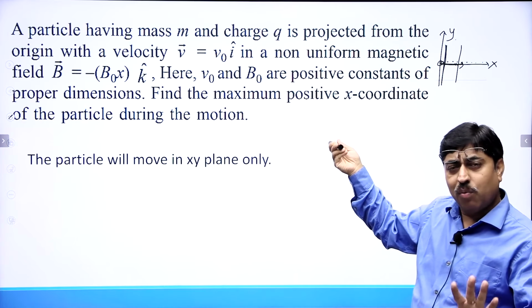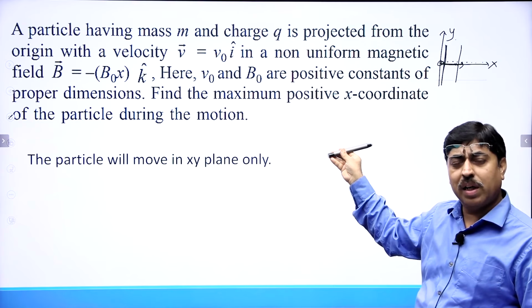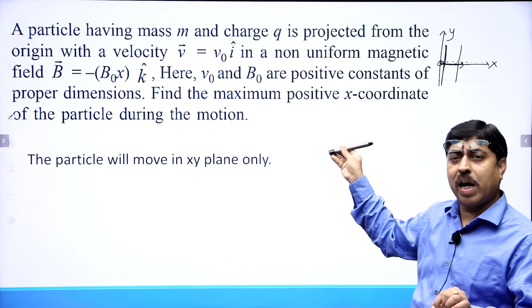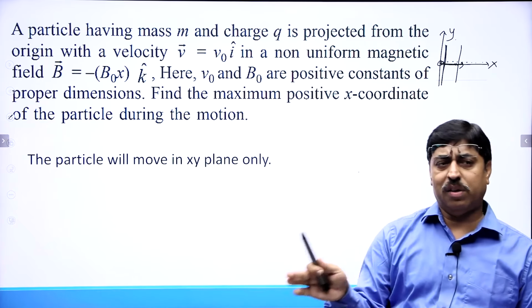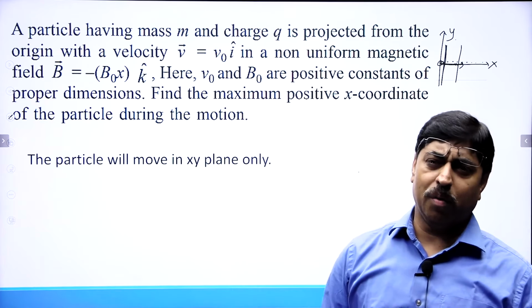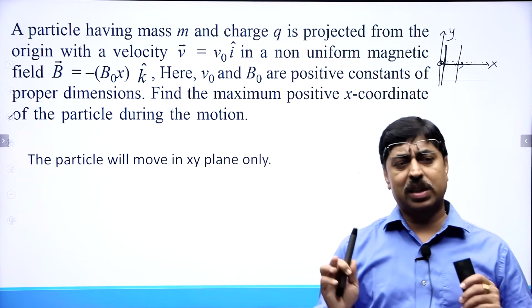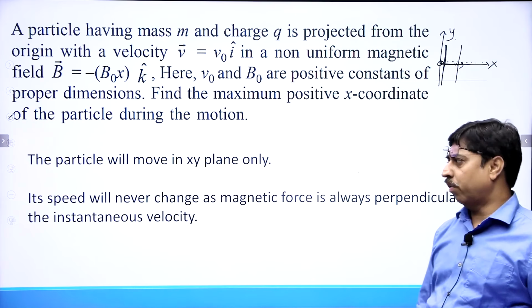In that case, force acting on the particle remains in this plane only. So, the velocity of the particle is in this plane and the force acting on it is also in this plane. So, obviously, the particle is going to stay in xy plane. So, the particle is not going to have any component of motion in z direction. It will stay in xy plane. That is one vital thing that we should take note of.